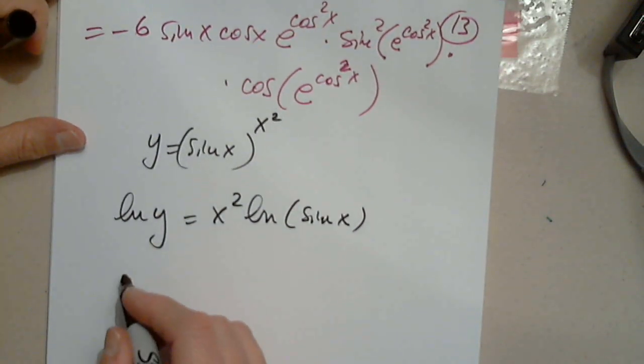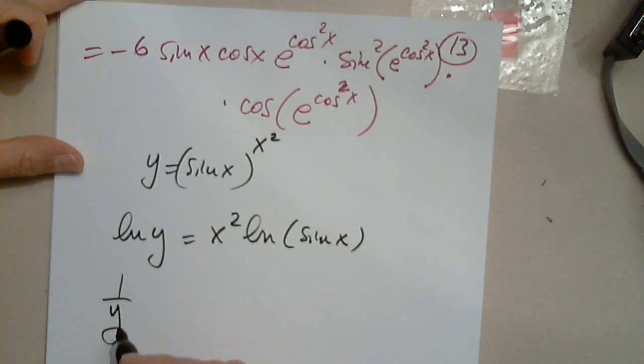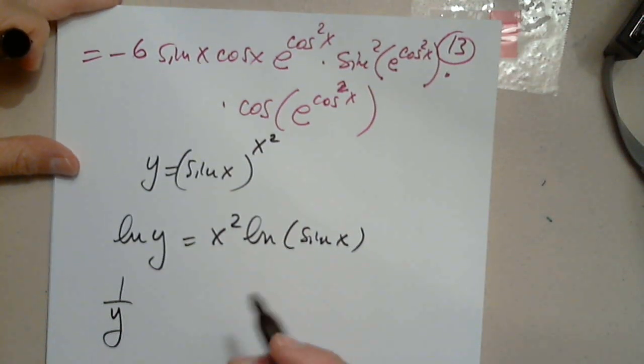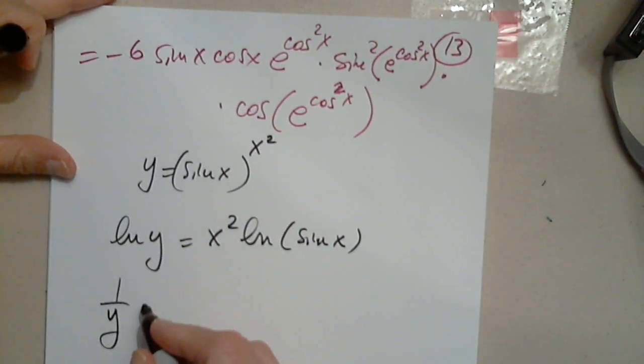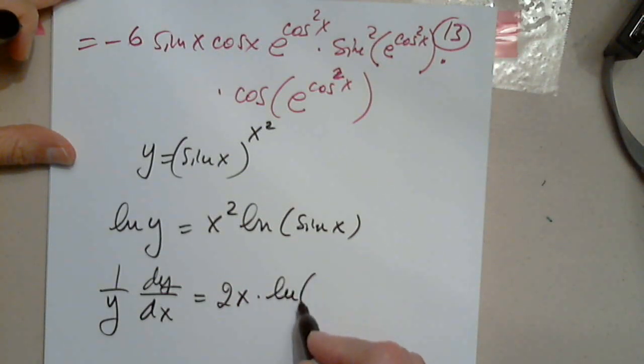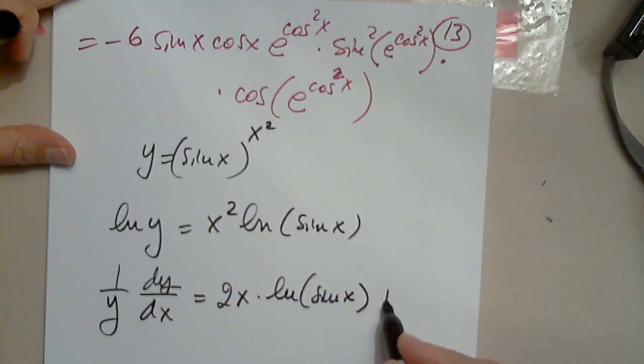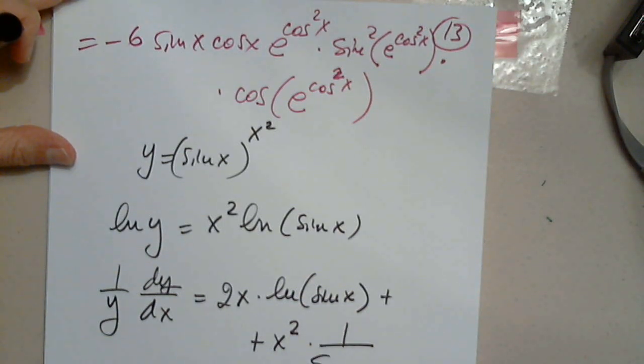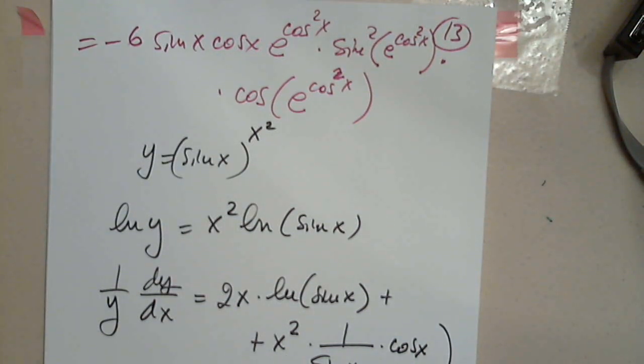And now we can differentiate and get 1 over y, dy over dx, or y prime, equals, and this is a product, 2x times natural log sine x plus x squared times 1 over sine x times cosine x. I don't need a parenthesis right now.